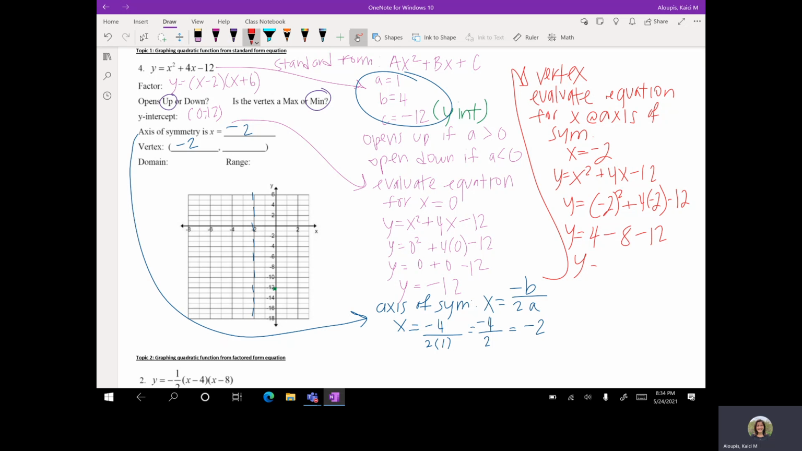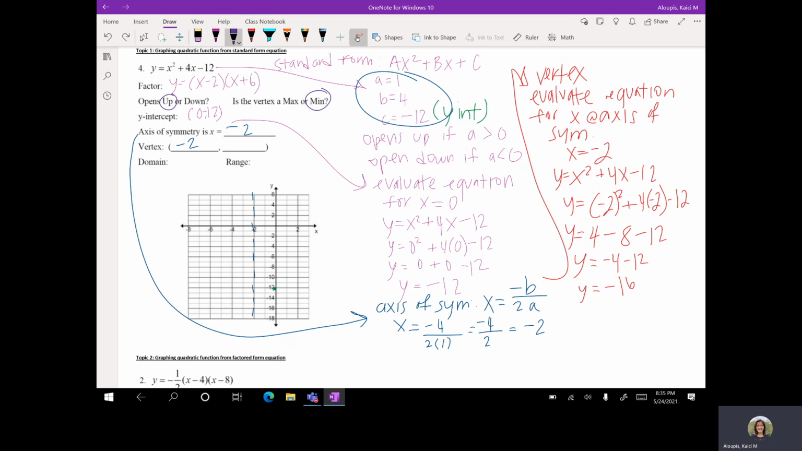Y is equal to 4 subtract 8, which is negative 4. Negative 4 subtract 12. Y is equal to negative 16. So our vertex is at negative 2 comma negative 16. All right.